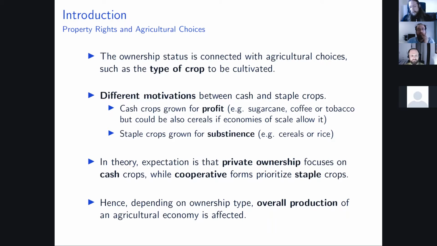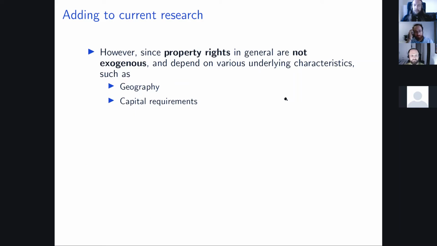In theory, the expectation, and most of the models have concluded this, is that private ownership will focus on cash crops, so profit, while cooperative forms usually tend to prioritize staple crops, which makes sense in some way, I guess. But again, depending on ownership type, the overall production of the agricultural economy is affected, which is the case that I will be analyzing more or less.